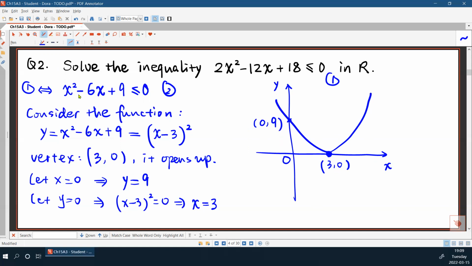Okay, and our task is to find any interval that makes this function less than or equal to 0, right? Apparently such an interval exists only at this point, right? Less than or equal to 0. Any other point can only make this function greater than 0, right? So there is only one solution. Therefore, the solution is x equals 3.